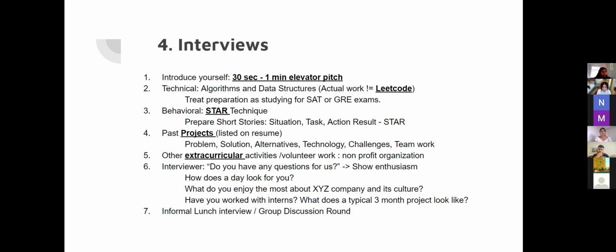Then they would jump into the technical questions, where one of the LeetCode-style questions could be given to you, which is based upon data structures and algorithms. Your actual work might not be exactly like LeetCode, but that's the only way companies generally prefer to evaluate candidates. So I would just say, treat it like you are studying for the SAT or GRE exam, just study LeetCode and practice data structures and algorithms on it, and then you will nail it like you did in the SAT exams.